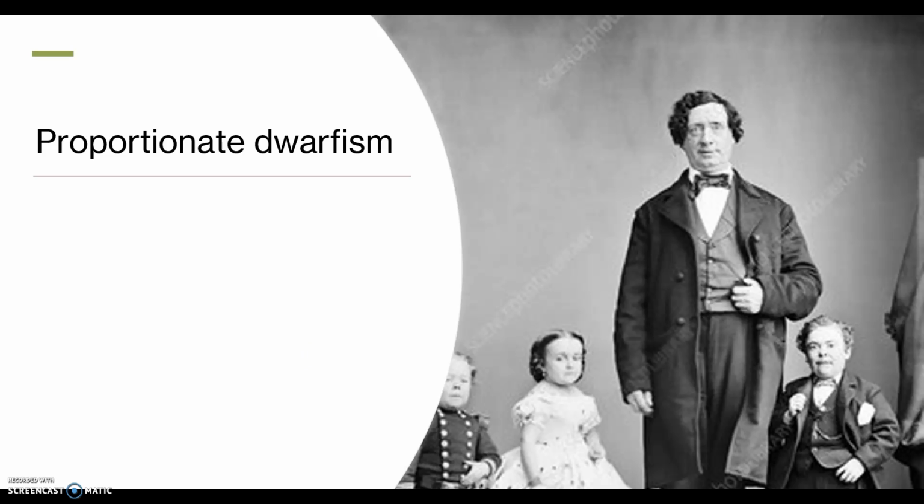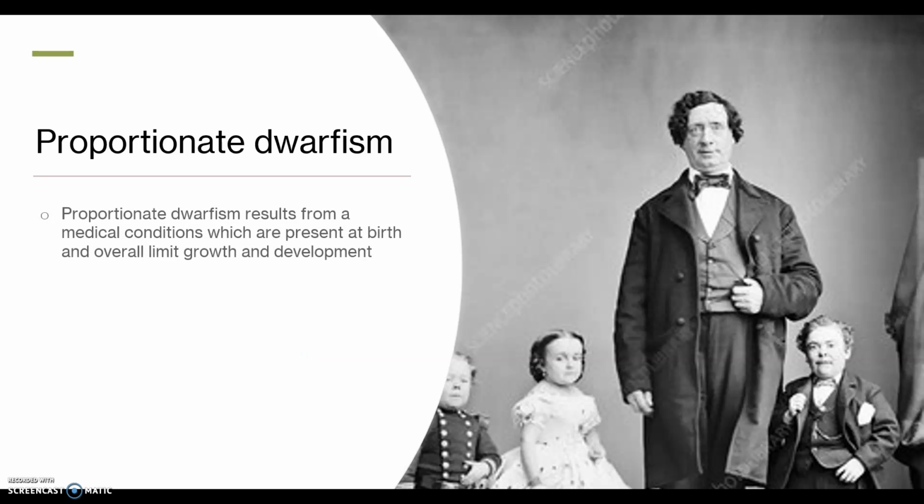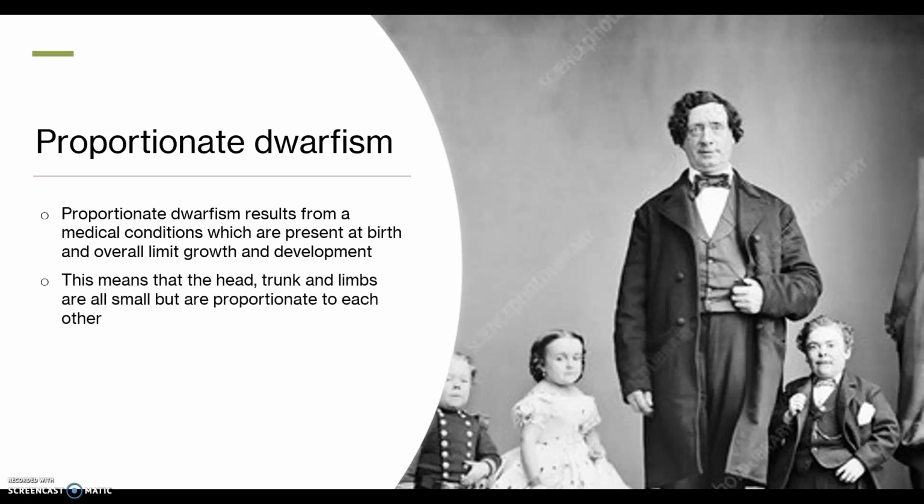Proportionate dwarfism. Proportionate dwarfism results from medical conditions which are present at birth and overall limit growth and development. This means that the head, trunk, and limbs are all small but are all proportionate to each other. Growth hormone deficiency is a common cause of proportionate dwarfism. And as you can see in this picture on the right, this individual has very short arms, a very short torso, and a very small head.